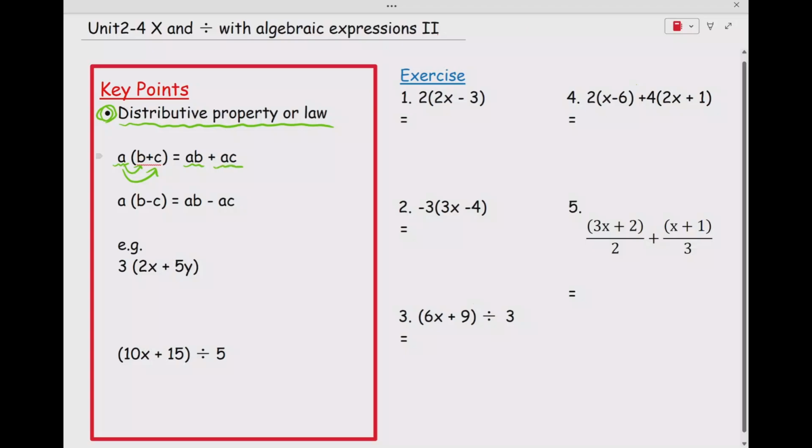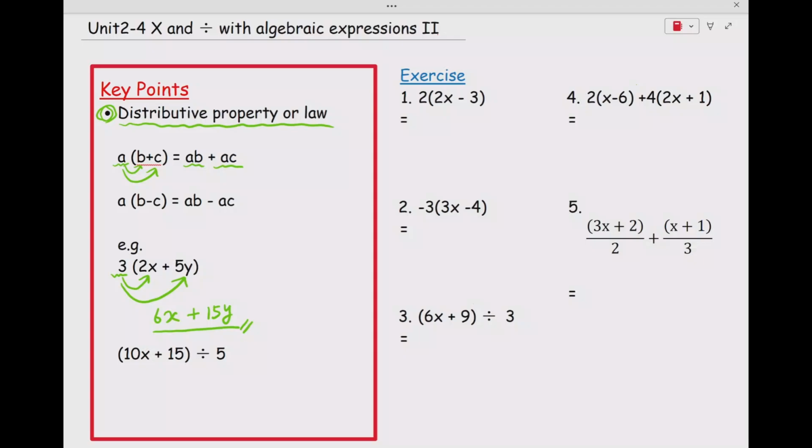Let's look at some more examples. If we have 3(2x + 5y), use the distributive law to remove the brackets. First, multiply the 3 outside the brackets onto everything inside brackets like this. So, first, 3 times 2x, then you get 6x. Now multiply the 3 onto the plus 5y. Then you get plus 15y. Putting these two together, the answer would be 6x plus 15y.